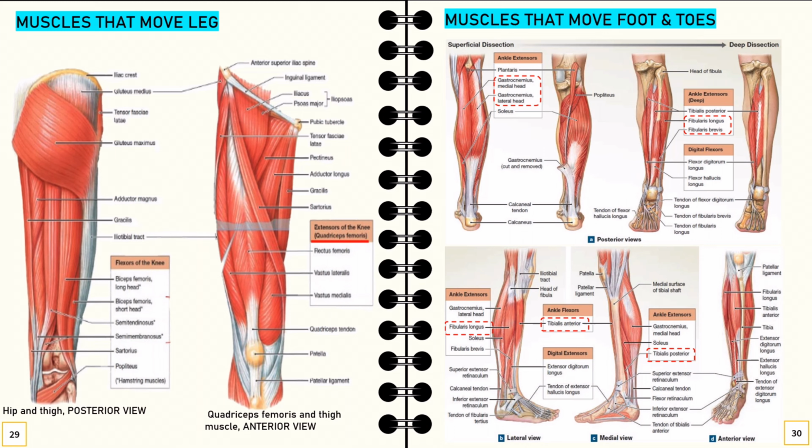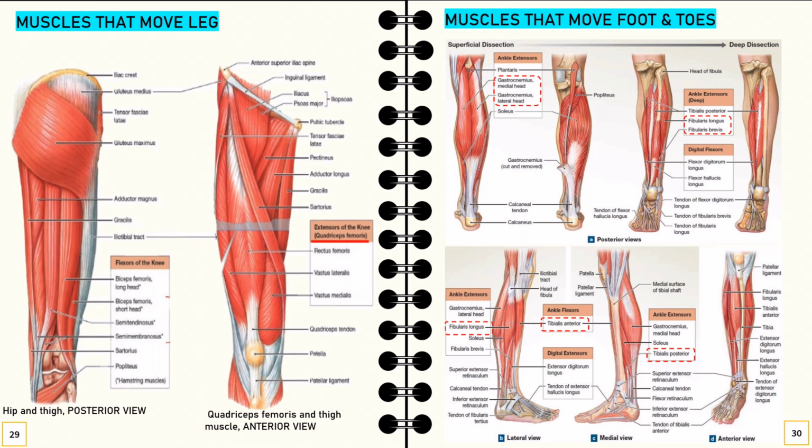On page 29, we can see the muscle that move the leg can be divided into flexor and extensor. The extensor group are located along the anterior and lateral surface of the leg, while the flexor group is located along the posterior and medial surface of the leg.